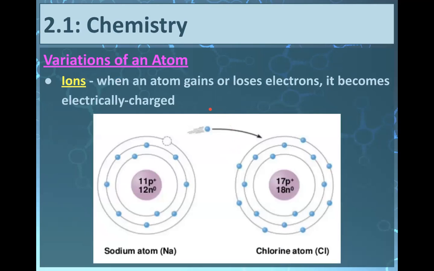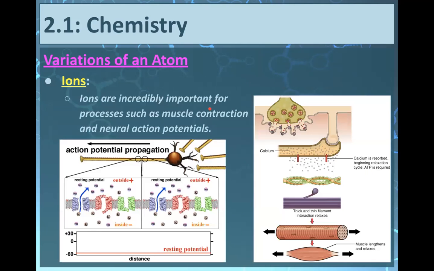Okay. An ion is going to be an atom that has either lost 1 or more electrons or gained 1 or more electrons. And in doing so, it will have a different number of protons and electrons and will have a charge. If it loses electrons, it'll be positively charged. If it gains electrons, it'll be negatively charged. Okay, ions are very important for a lot of different functions in the body. And the two that we're going to talk about most significantly are going to be in the nervous system for the propagation of an action potential, and also in the muscle for muscle contractions.